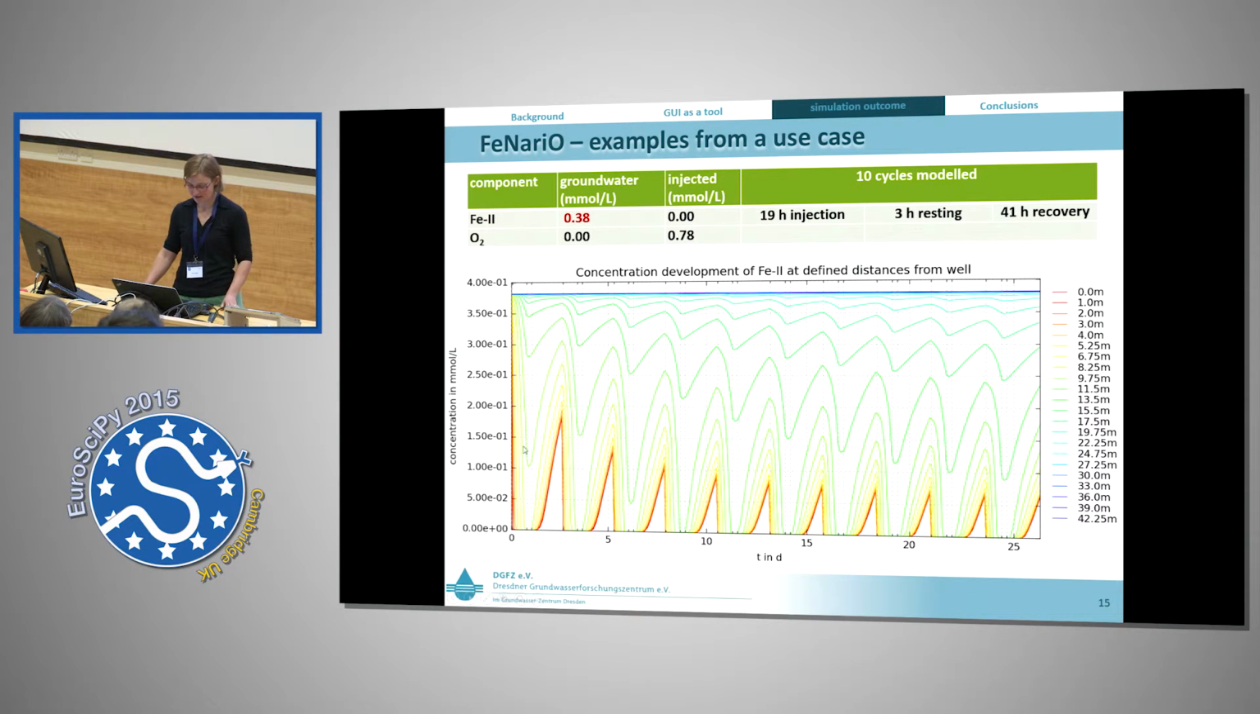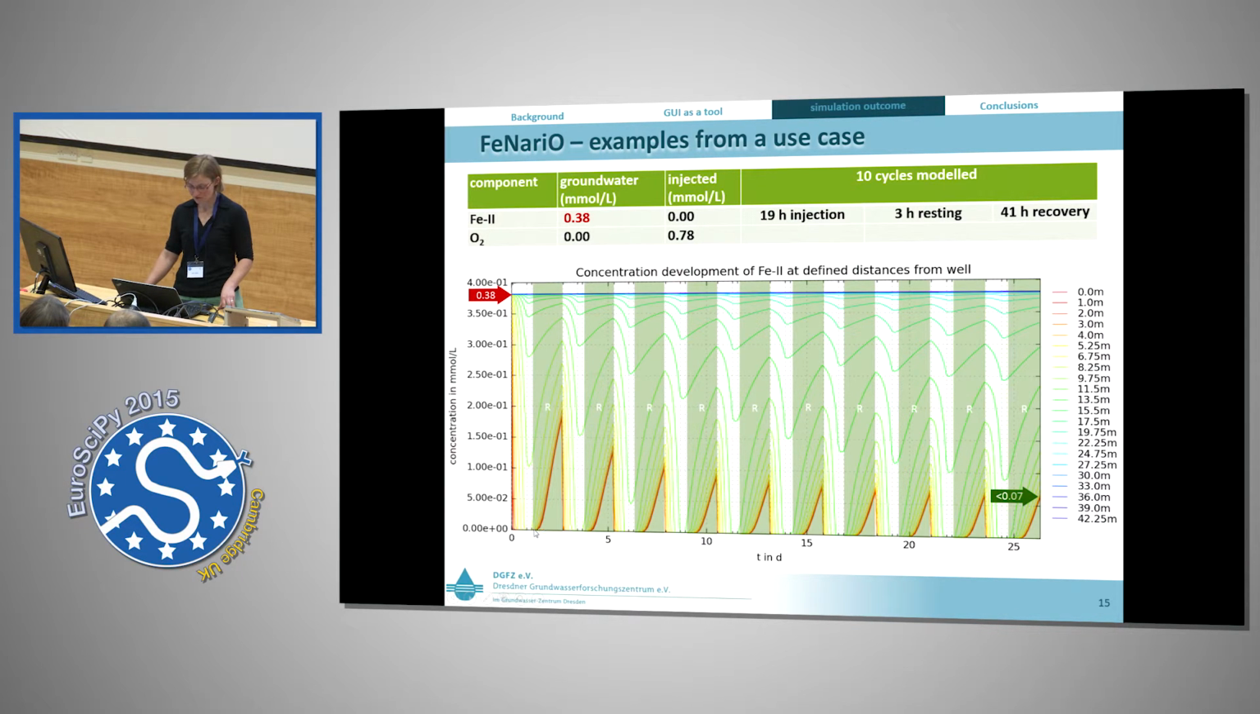If you look at different distances from the well, you see far away from the well the concentration does not change over time, but close to the well during injection, you can see here injection is the first one, then you have the contact time, and during the recovery, of course, iron concentration increases again, but this increase is actually getting less and less after 10 cycles of this pumping. But it's asymptotically decreasing towards a certain concentration.